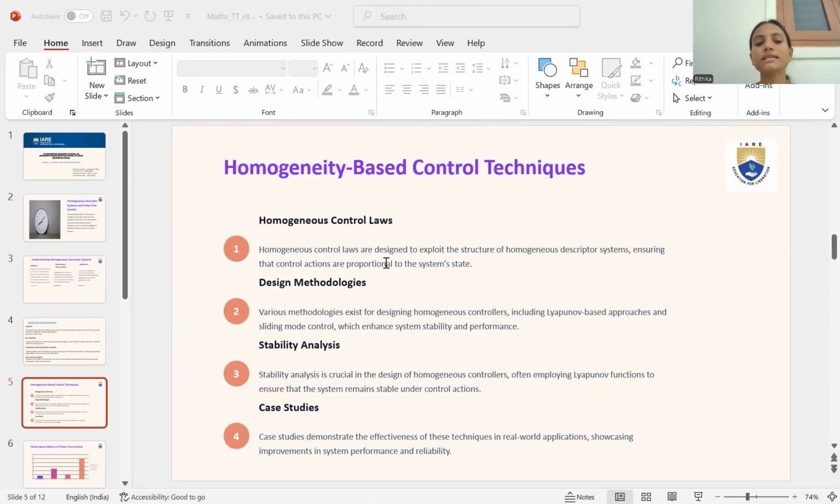Stability analysis. Stability analysis is crucial in the design of homogeneous controls, often employing Lyapunov functions to ensure that the system remains stable under control actions. Case studies. Case studies demonstrate the effectiveness of these techniques in real-world applications, showcasing improvement in system performance and reliability.